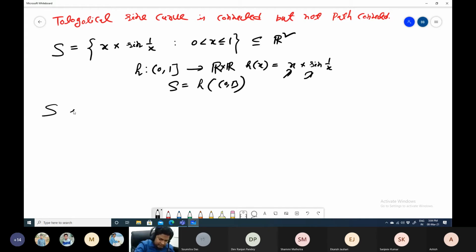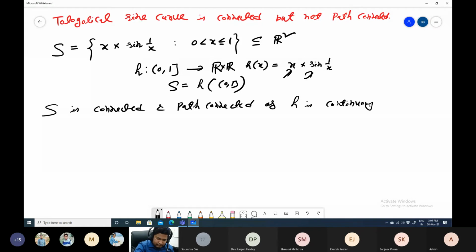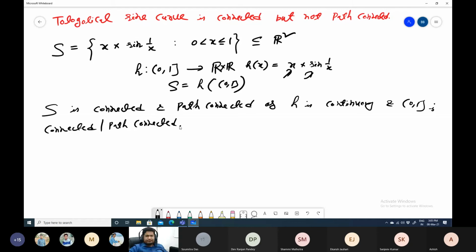Now here S is connected and path connected, as f is continuous and 0 1 is connected and path connected. Okay, fine.